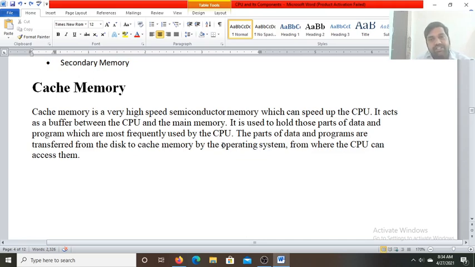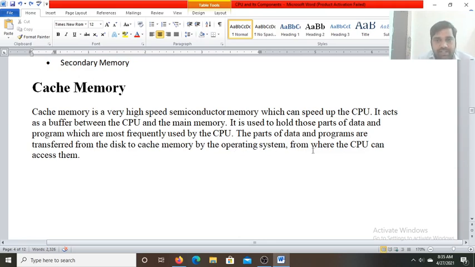So it prefetches the frequently used data from the RAM and keeps it in the cache memory, because it is between the RAM and the processor, meaning the cache memory is very close to the CPU. So the access time of the CPU to cache memory is very less. So this will increase the work of the CPU.